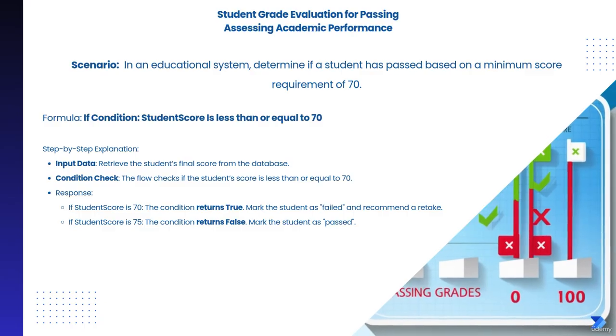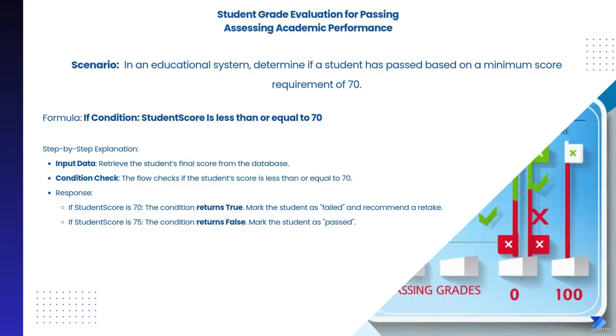Scenario. In an educational system, you want to determine if a student has passed a course based on a minimum score requirement of 70. The flow checks if the student's score is less than or equal to 70 for determining passing status. Formula. If condition. Student score is less than or equal to 70.